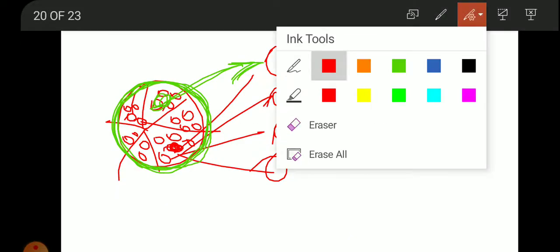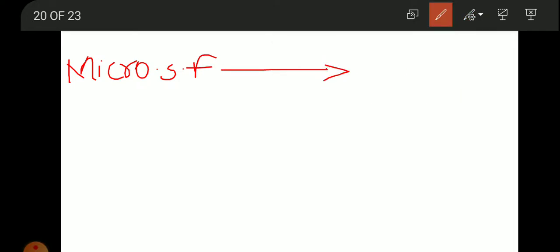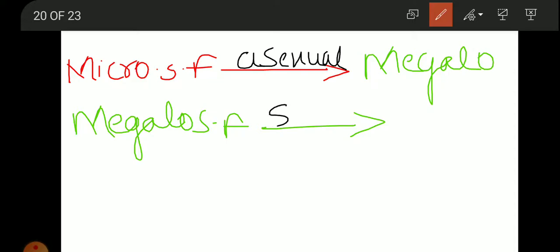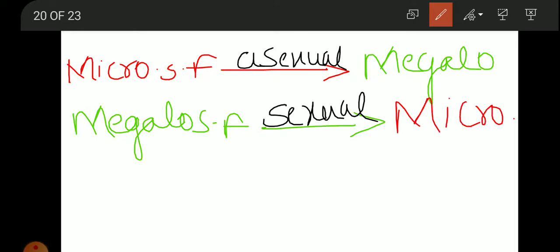As I have told you earlier, you better remember that. We'll be seeing here the microsporic form. It undergoes what? Asexual reproduction. To give what? Megalosporic form. And the megalosporic form undergoes sexual reproduction to give the microsporic form. Okay, here you can see in one generation the microsporic form is formed, and in the other generation we see the megalosporic form.